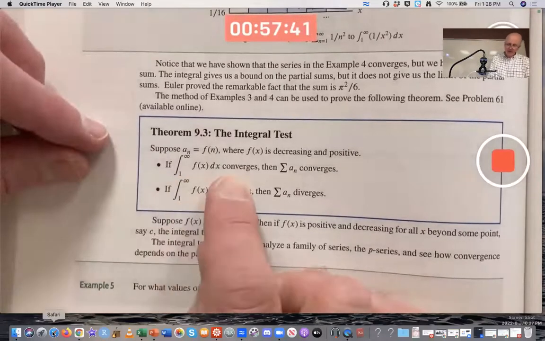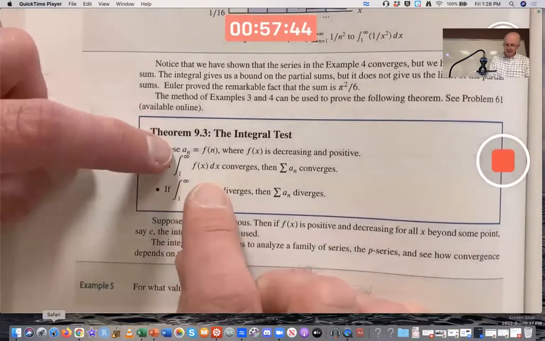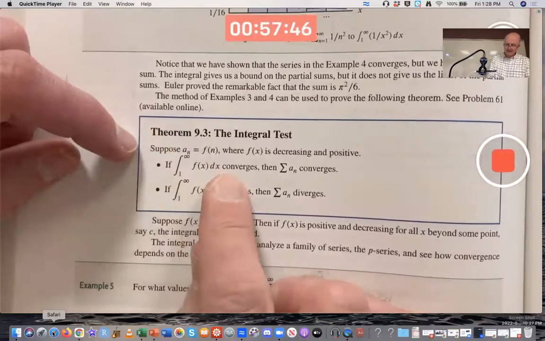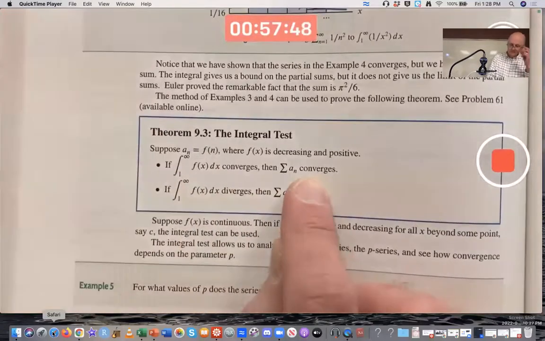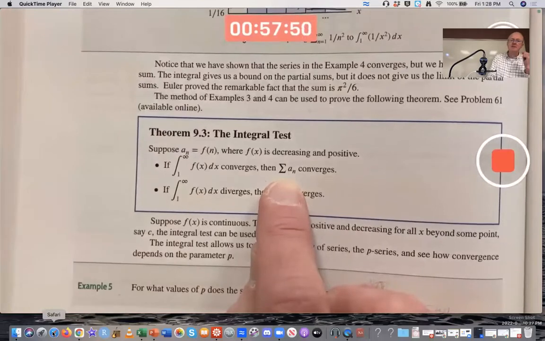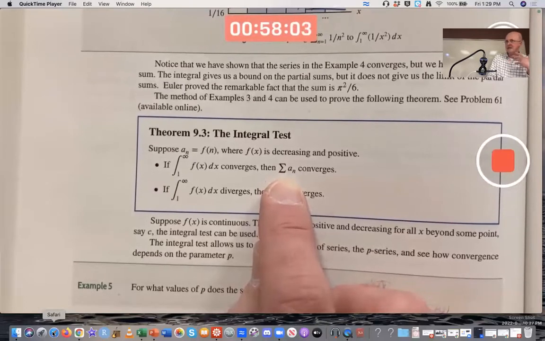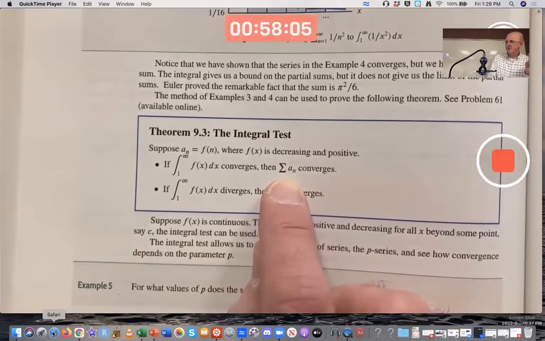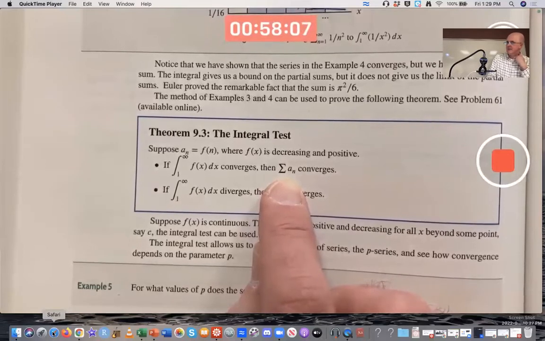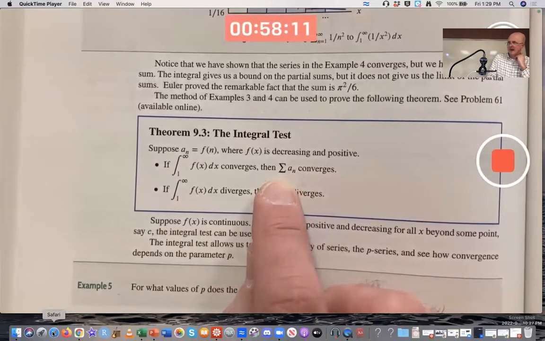If this improper integral, notice it's an improper integral, the infinity up there, converges, then this series converges. And by the way, the book is being sloppy with notation here. It's understood with the summation that n is going from 1 to infinity. Although you really could apply it with n starting at 0 or 2 or 3 or 17 or negative 5 if your terms were defined, even when n were negative 5. It doesn't really matter where you start n.